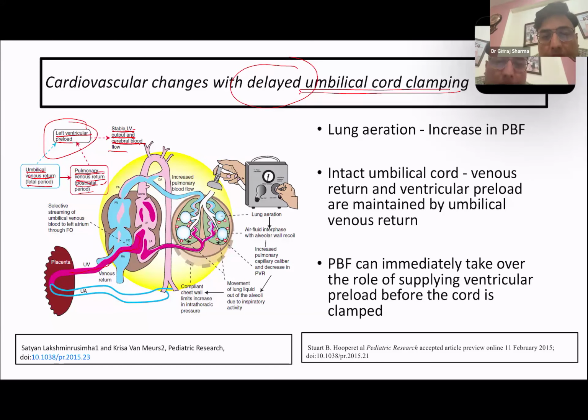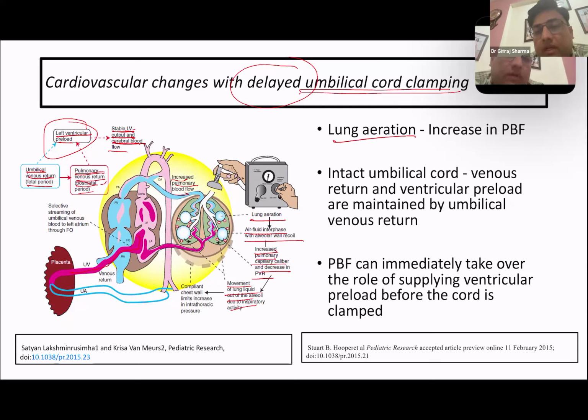So after some time, what happens? Lung aeration will start. There will be clearance of the lung fluid, increased pulmonary blood flow, and decreased PVR. That increased blood flow will supply the left atrium and the left ventricle.